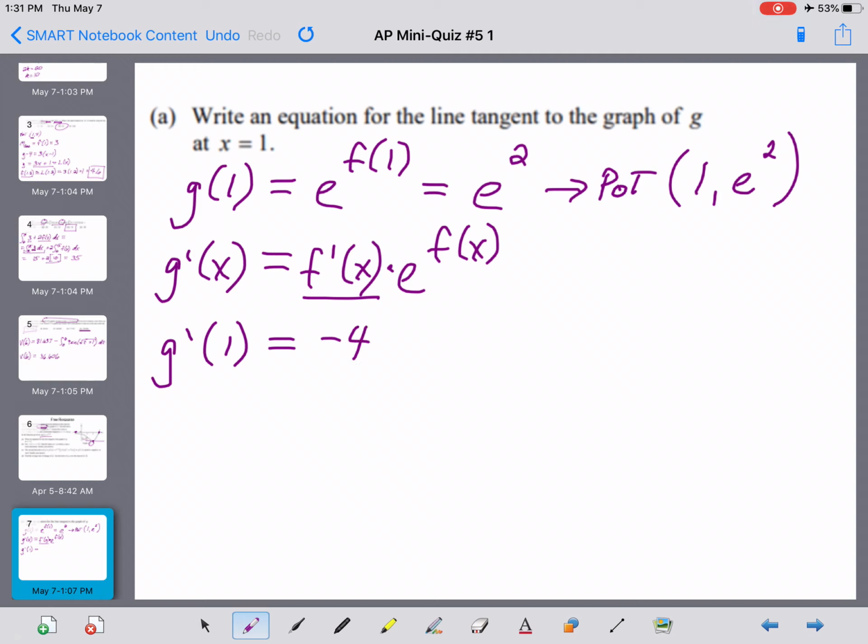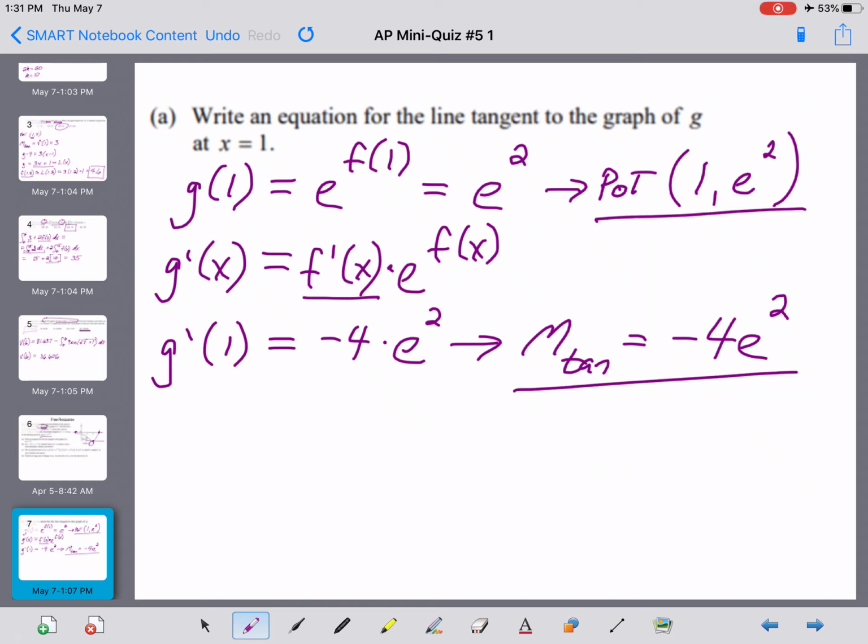That's going to go right here. That's going to get multiplied now by e to the first power, which is e to the f of 1, which we just came up with a second ago. That is going to be e squared, same value that we came up with here. So that tells us now, guys, that the slope of our tangent is going to equal negative 4 e squared. And now that we know our point of tangency and our slope right here, we can come up with the equation of our tangent line.